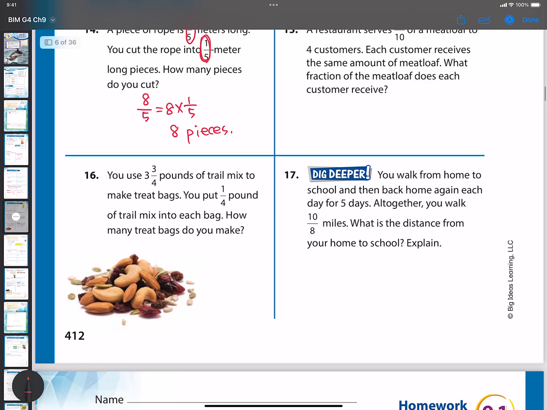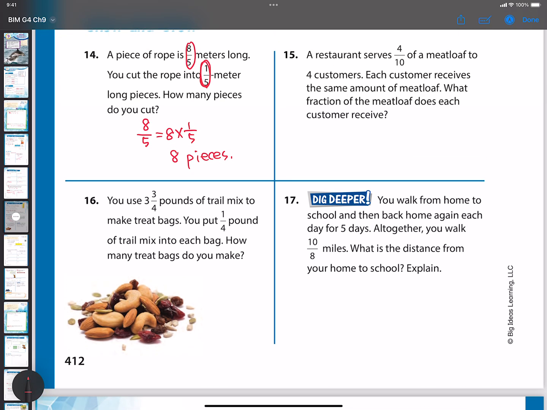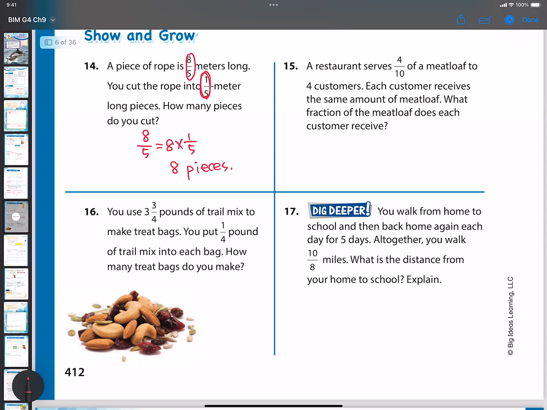Alright, can't believe this is our last page already. Okay. Number 15. A restaurant serves 4/10 of a meatloaf to 4 customers. Each customer receives the same amount of meatloaf. What fraction of the meatloaf does each customer receive? That easy? Okay, here. They have 4/10 of a meatloaf, and they split it among 4 customers: 1, 2, 3, 4. This is division, right? But still, we can play around with repeated addition or multiplication.